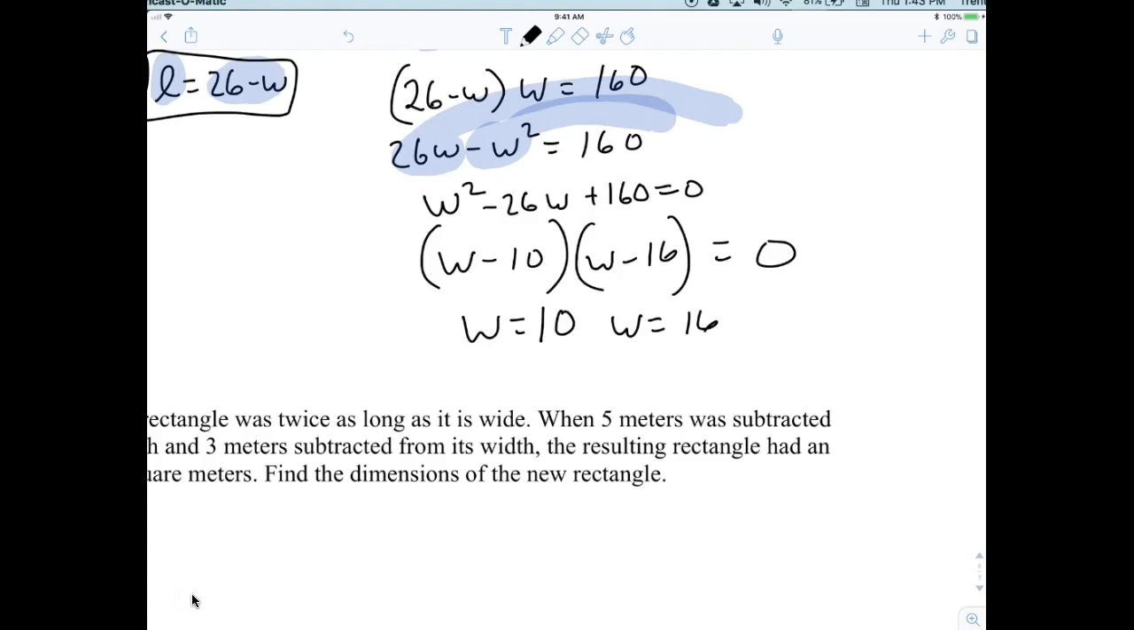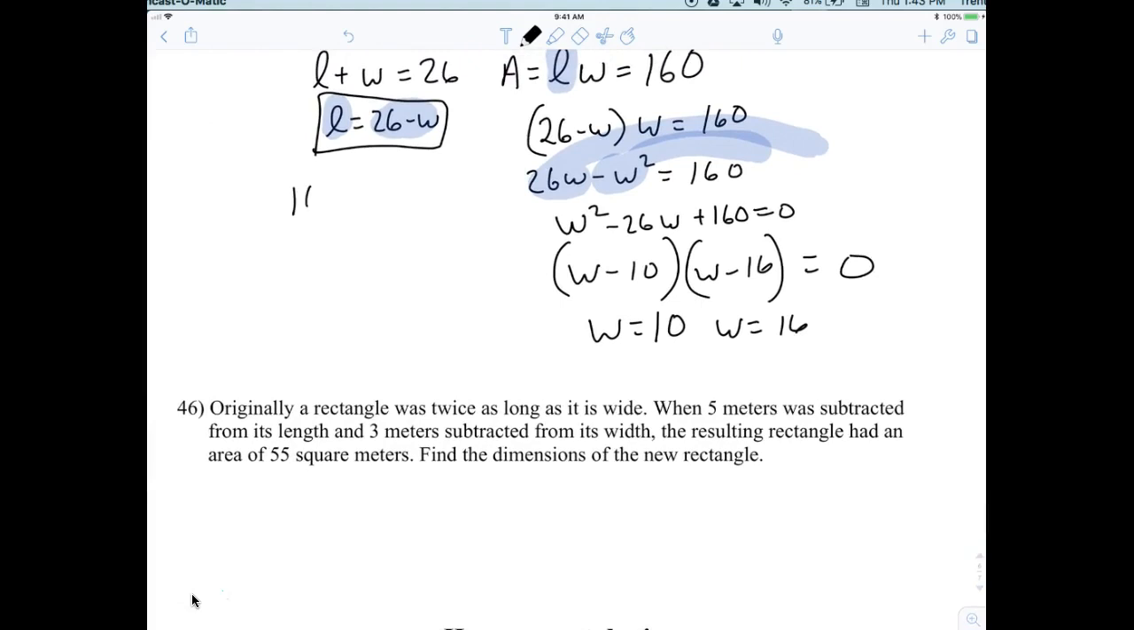Now, I'm not saying that's the answer because they want the dimensions. All right. So the dimensions would be 10 by 16 or 16 by 10. But aren't they the same? Yes. So the only answer you need is 10 by 16.